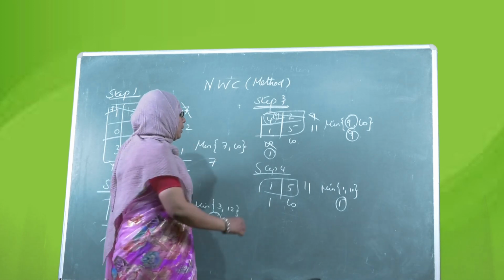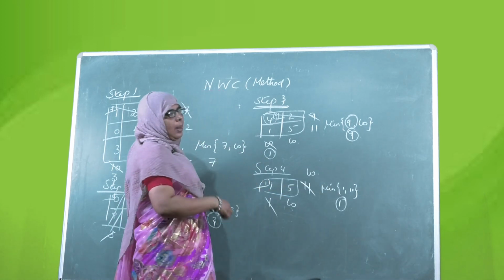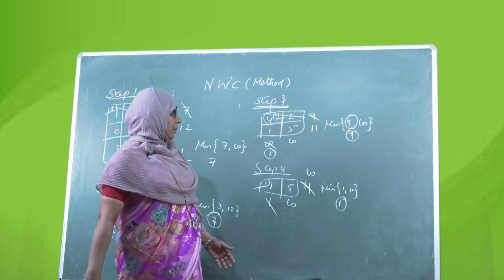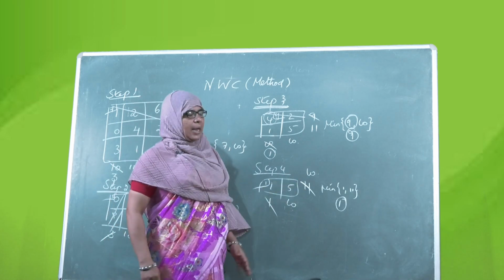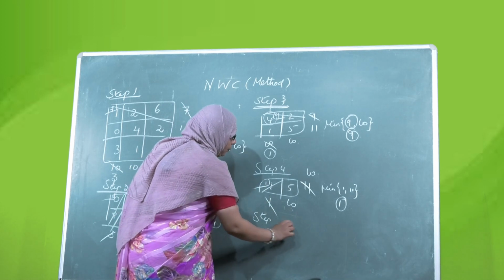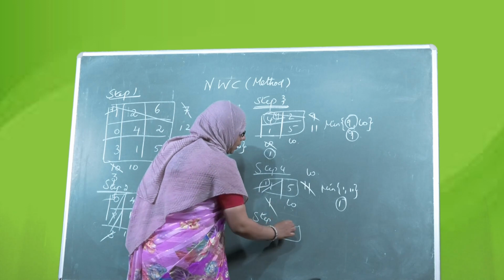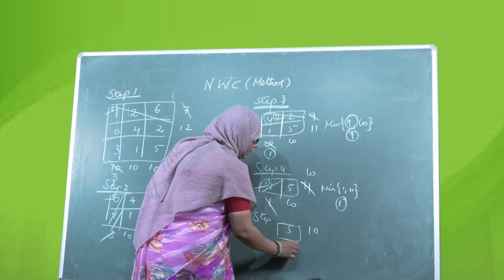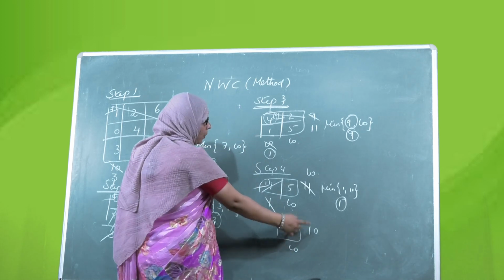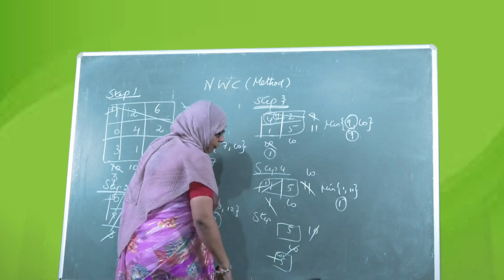So you have to allocate 1. Next you have to subtract the maximum element from the minimum element. So 11 minus 1, 10. So step 5, you have to vanish the first column. So 5, 10, 10. So the problem is balanced. You have to allocate 5.